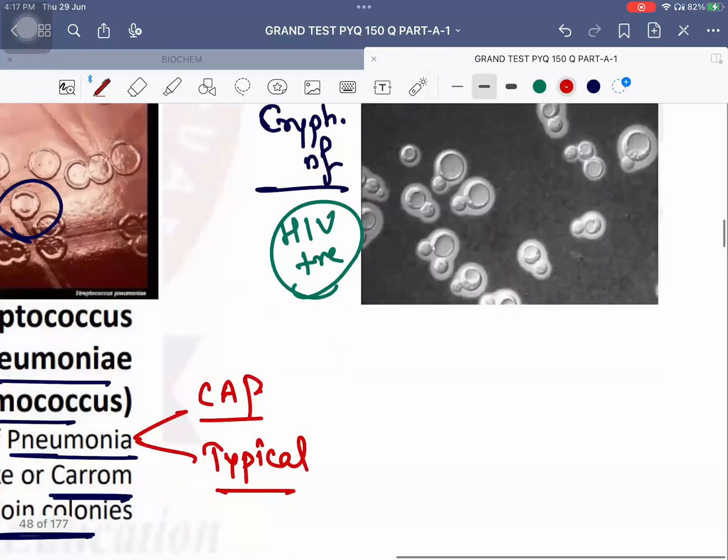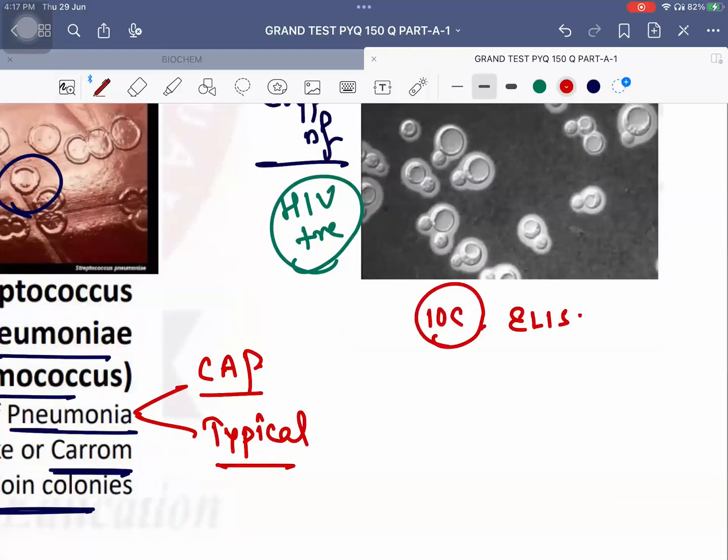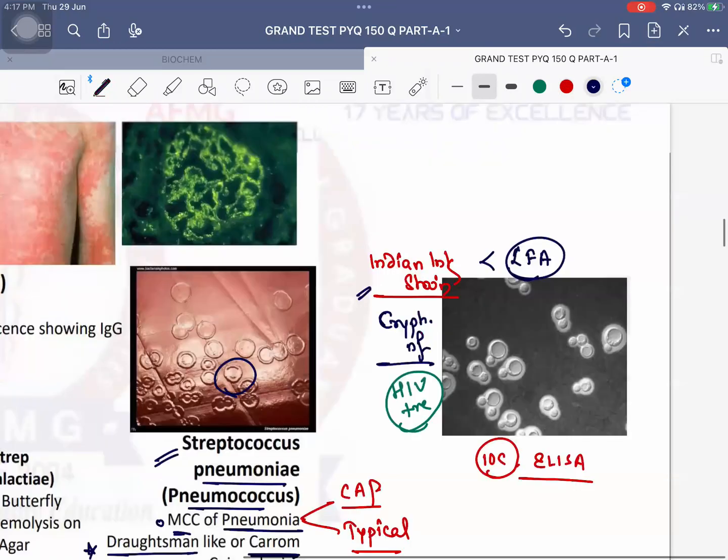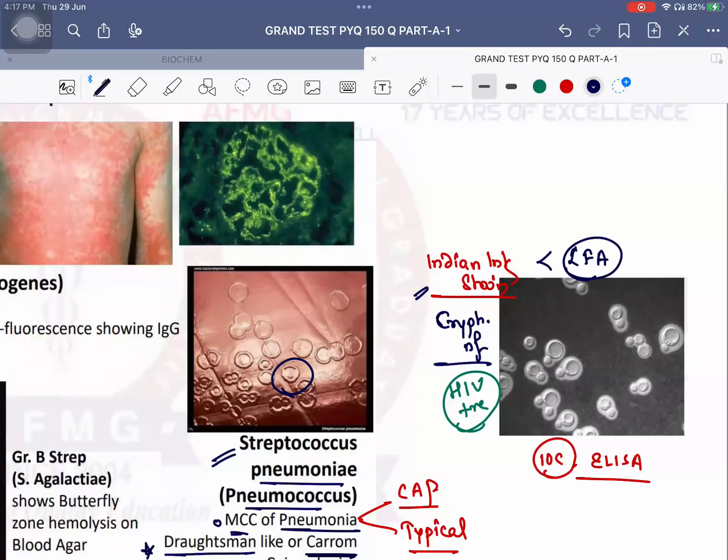And investigation of choice will be ELISA. ठीक है? Better rapid test is lateral flow assay. Overall better is ELISA. कोई दिक्कत नहीं है इसमें. Don't make a mistake with it. ठीक है? याद रखना है बात. Chalo. So that was important things.